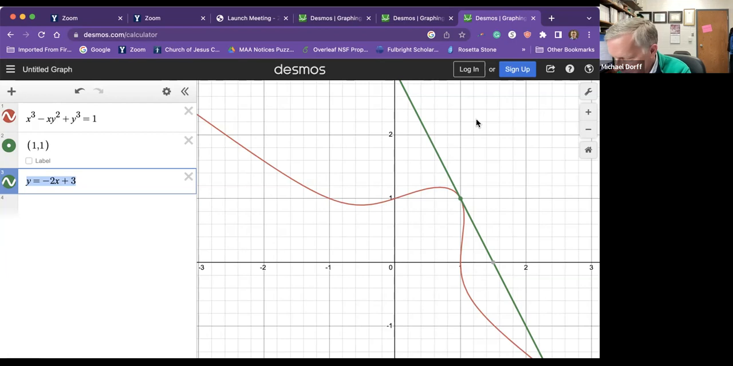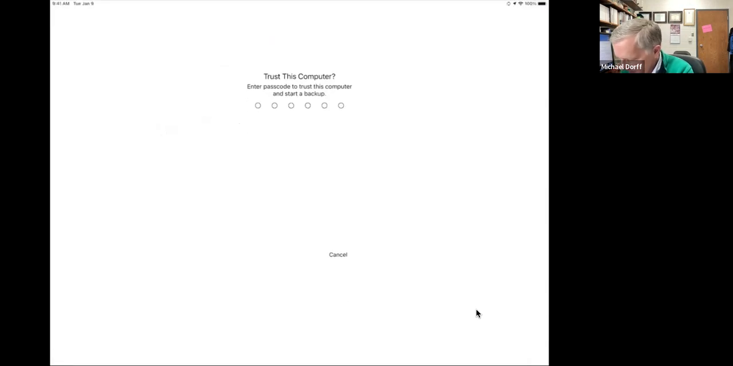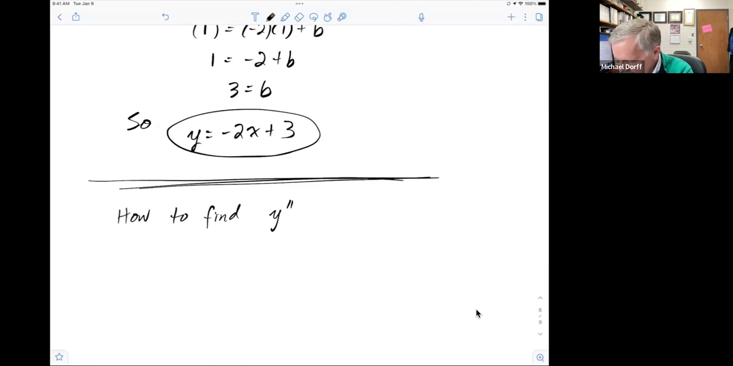Okay, now there's one last idea I believe I just need to talk about. So going back to my iPad here. All right, and this is how to find the second derivative implicitly.